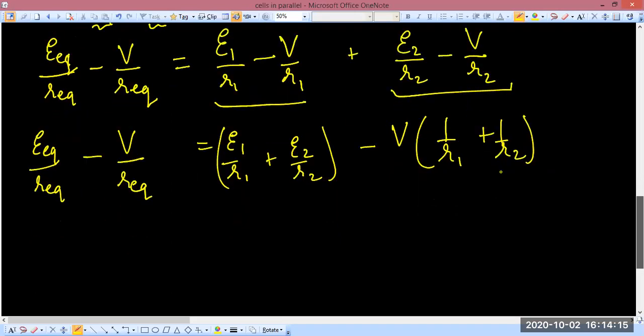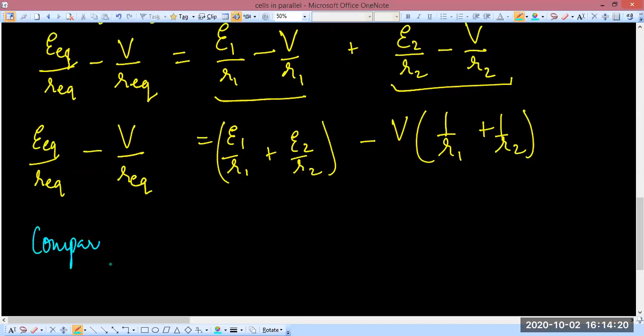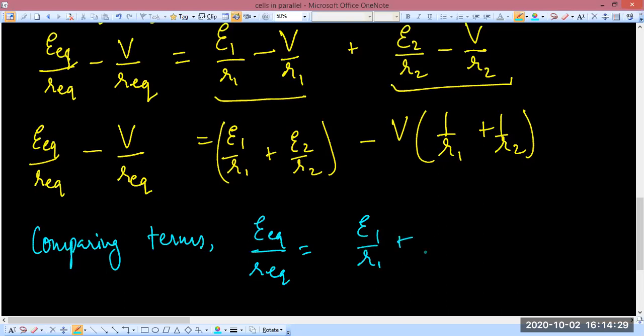Okay, so now just compare, it's done. So comparing terms, epsilon equivalent by R equivalent is equal to epsilon 1 by R1 plus epsilon 2 by R2.